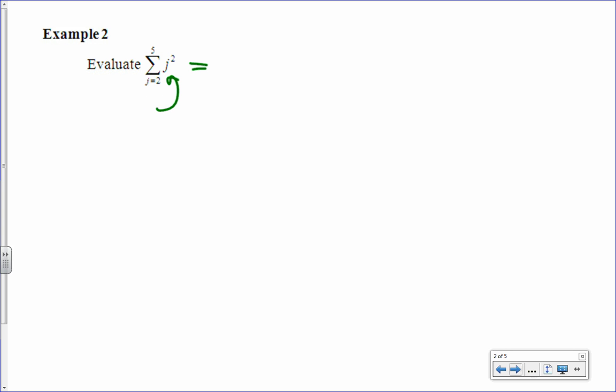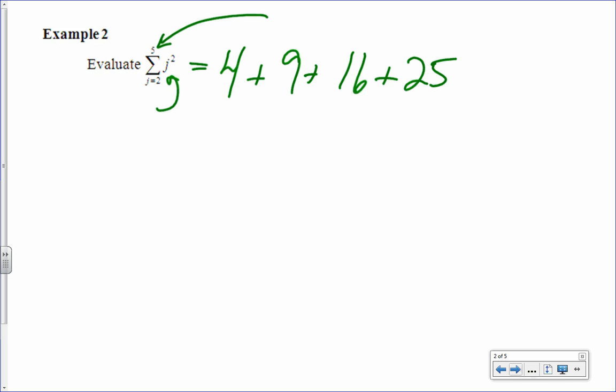So is the result just 2 like it was last time? No, when you substitute in 2, now the result is actually 4, right? And then you have to substitute in 3, and the result is 9. And then we substitute in 4, and the result is 16. And then we substitute in 5, and the result is 25. Should I substitute in 6 like we did last time? No, why not? Because it's telling me to stop at that number.